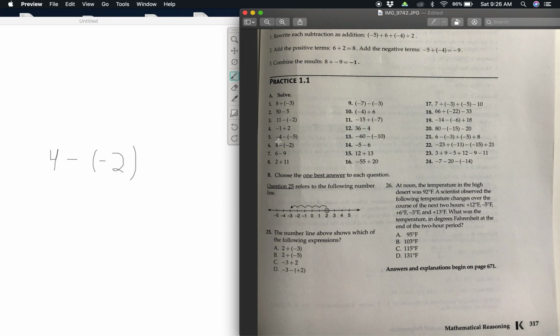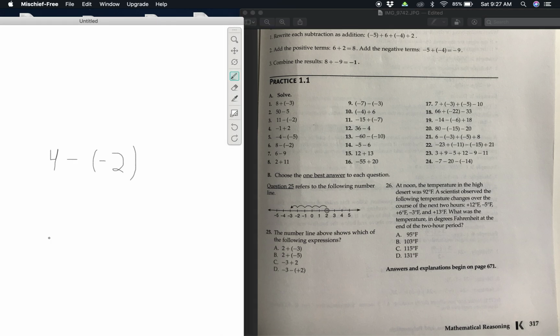Now -4 minus a -5. Okay, so you have a -4, and you're taking away -5 from that. So basically that gives you a +1. Okay, let's see if I can write this out here.